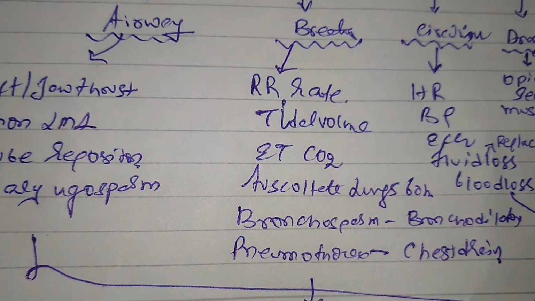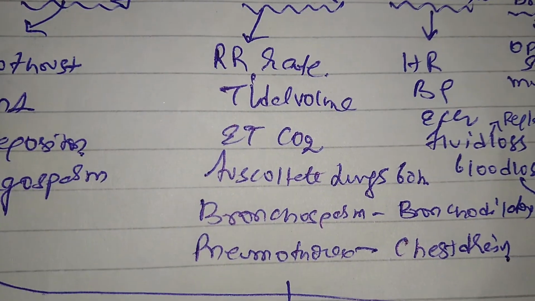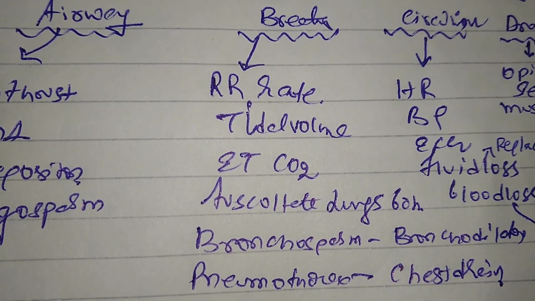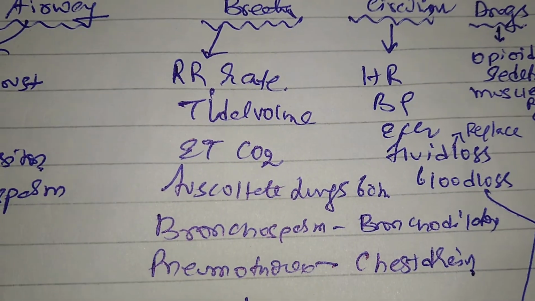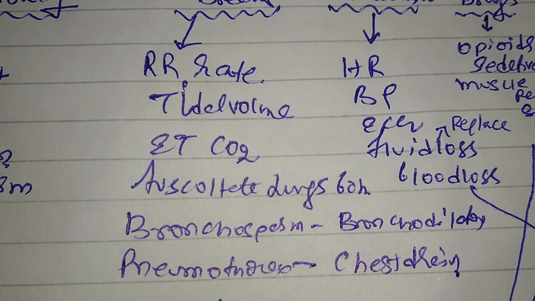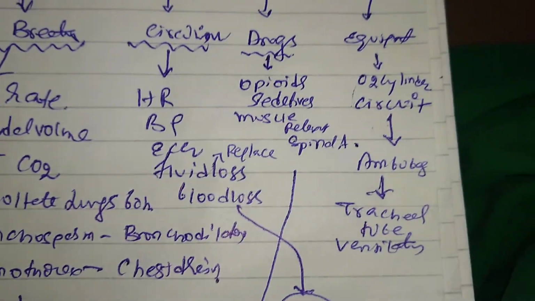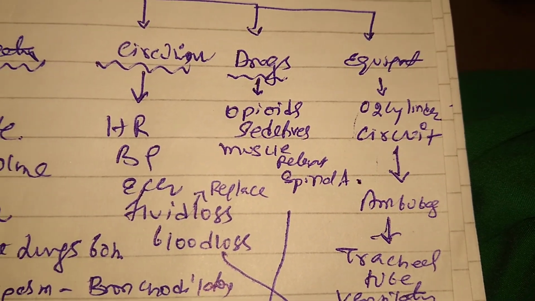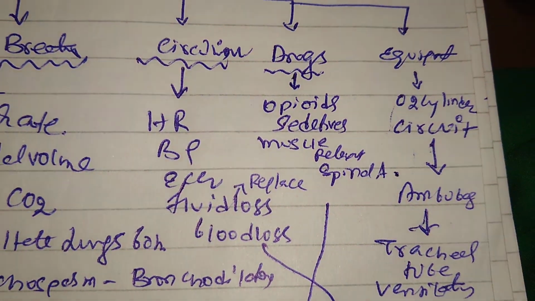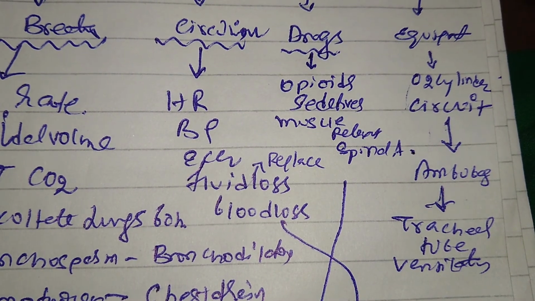And if it is a breathing problem, see whether the tidal volumes are set in the right manner in the ventilator or not. If the respiratory rate is decreasing, auscultate both the lungs. If it is bronchospasm, treat with bronchodilators, and for pneumothorax, a chest drain may be done. And then drugs: opioids, sedatives, we can decrease the dose. Equipment: oxygen cylinder, if there is an oxygen problem, then we have to transition to the ambu bag.